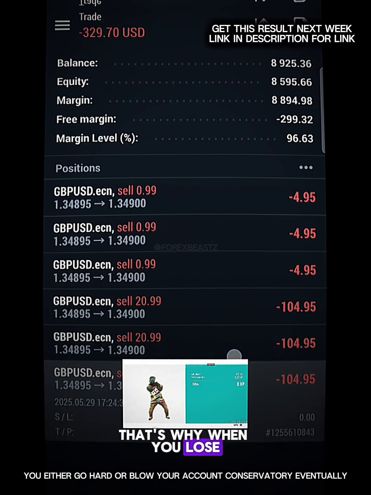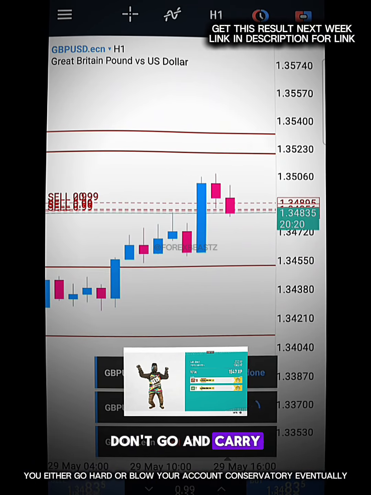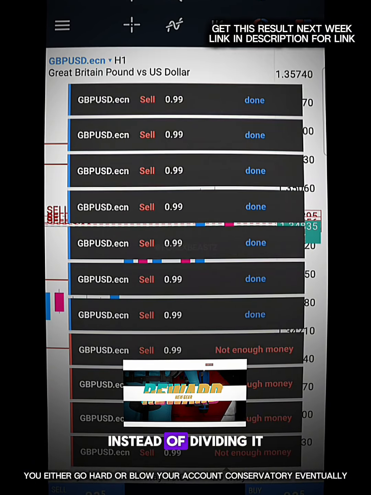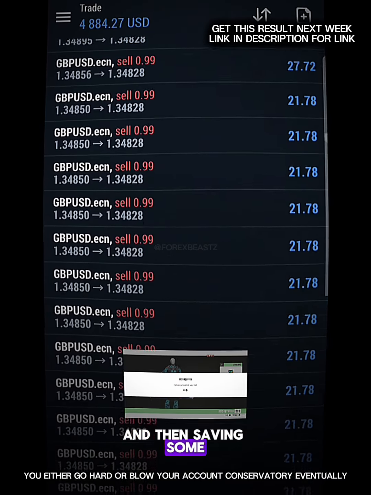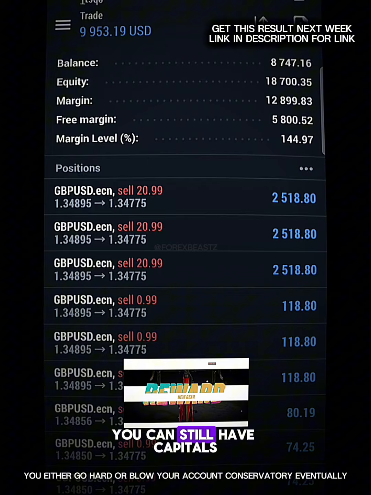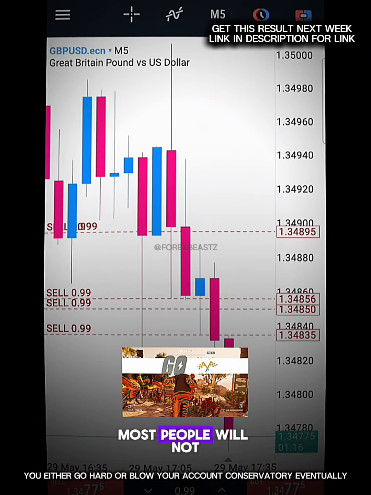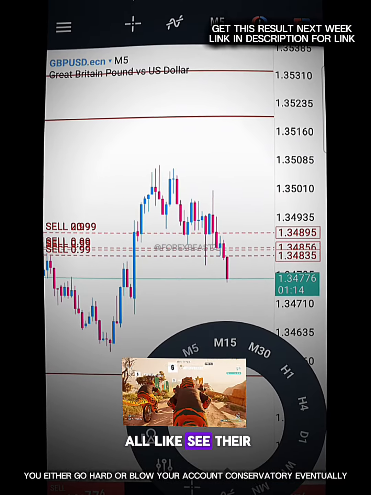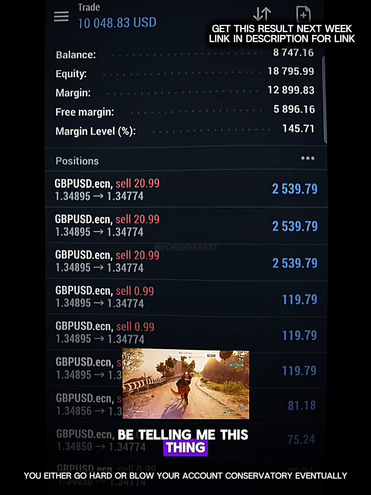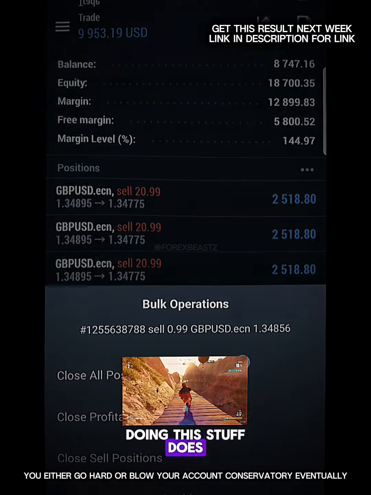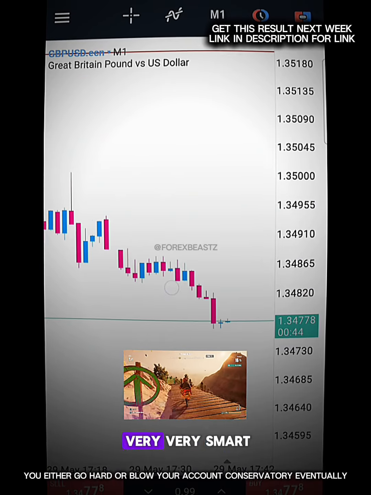That's why, when you lose, you need to manage your risk and your money. Don't carry the same money and put it in again. Instead, divide it times 10 or times 20 and then save some, so in case you lose in future, you can still have capital to grind yourself back up. Most people will not do that. They go and risk it all. Because I'm doing this stuff does not mean I don't have excess capital in case I lose. You need to be very, very smart.